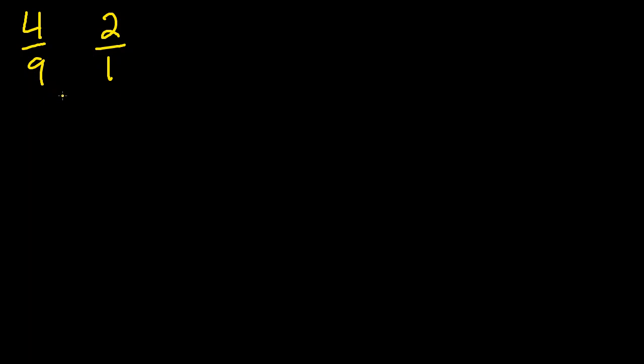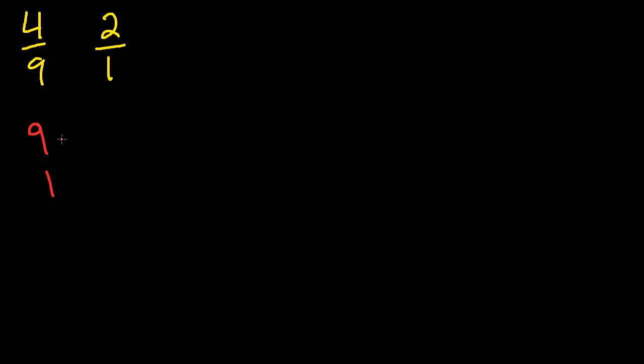To find the lowest common denominator, we need to find the lowest common multiple of the two denominators of these fractions. So we need to find the lowest common multiple of 9 and 1. So how do you find the lowest common multiple? We write down the two numbers, 9 and 1, and we make a list of the multiples of the numbers.